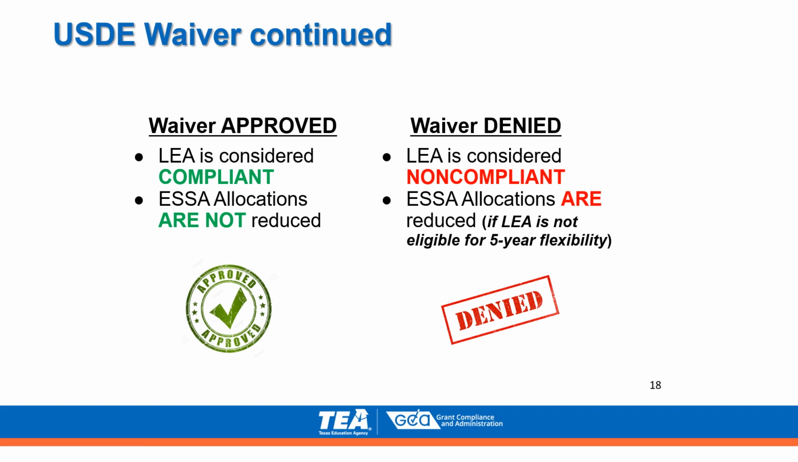Accordingly, in determining whether the LEA had failed to maintain effort for one or more of the 5 immediately preceding fiscal years, TEA would count the year in which the LEA received a USDE waiver as a year of maintaining effort. However, an approved USDE waiver does not eliminate the MOE requirement or authorize the LEA to not maintain effort in future years.